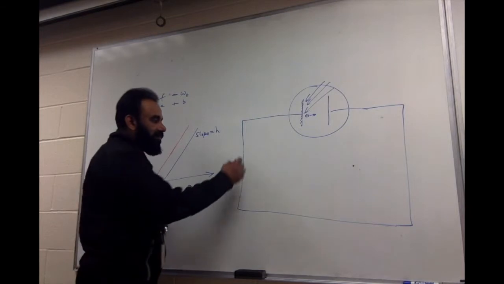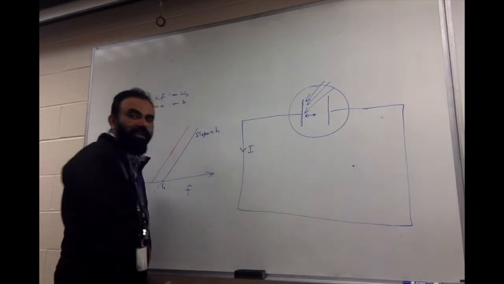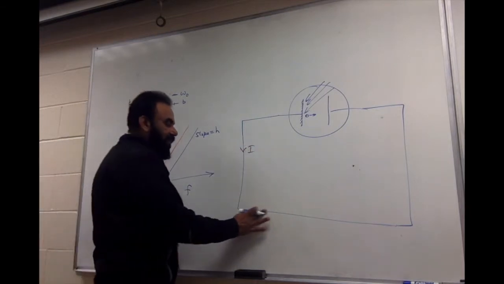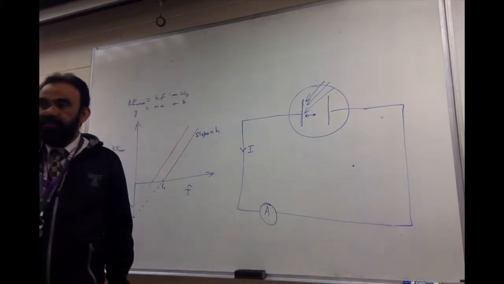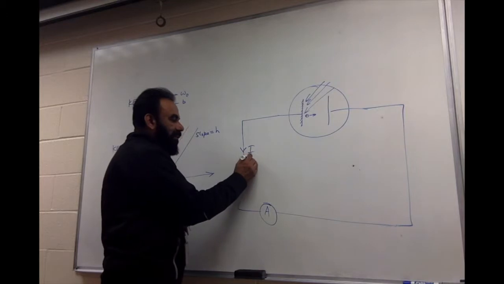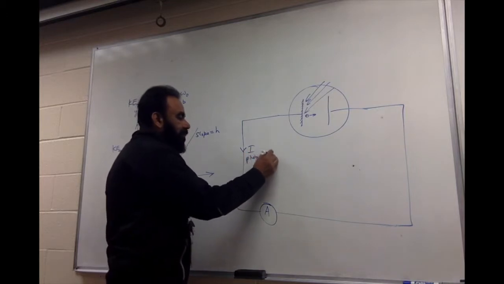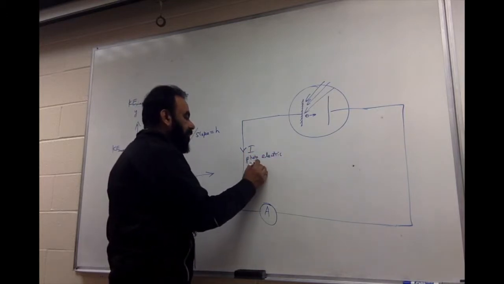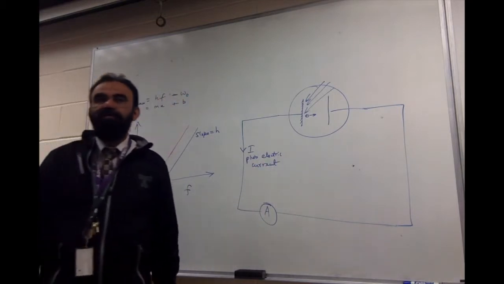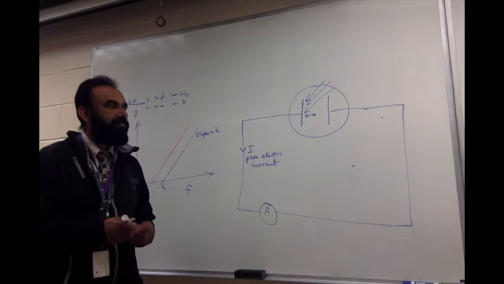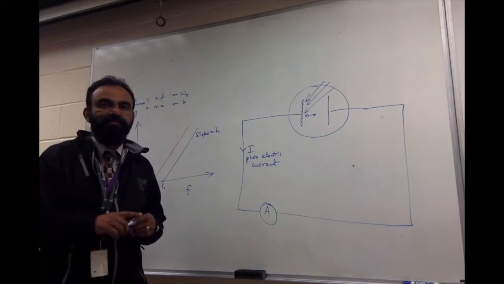Which way is the current? Current is the opposite direction. So if I put an ammeter here, the ammeter will register that current, and that current is called photoelectric current. It is generated purely by photocell. Something like a solar cell.